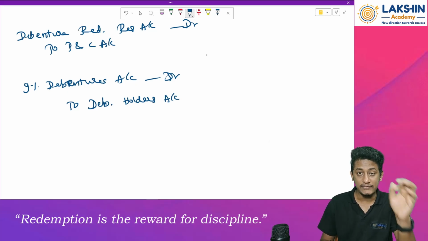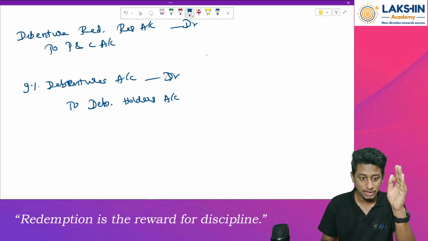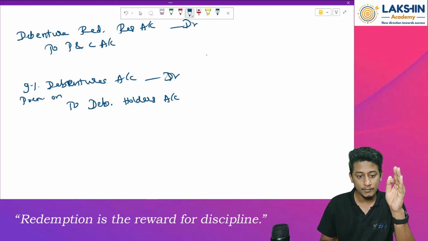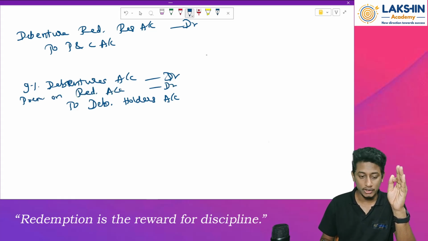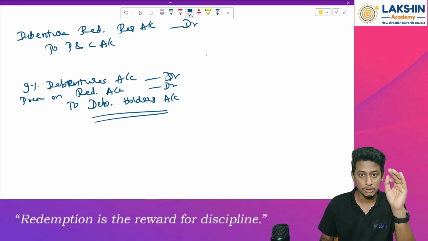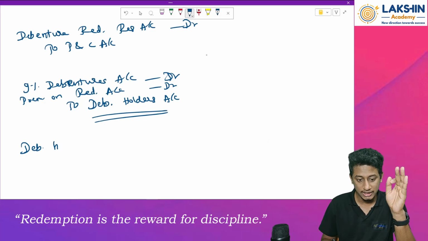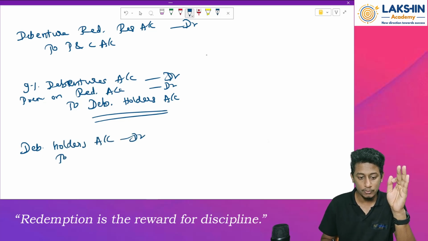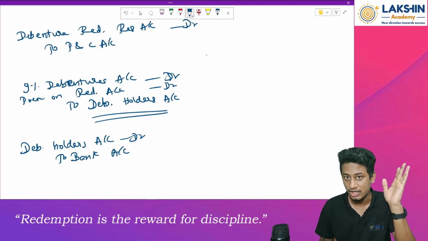Yes. Okay. If it is a premium, it will be a loss. So premium on redemption account debited. Then after this, now these debenture holders are to be paid off, right? So debenture holders account debited to bank account, just like your preference share, how you have passed the entry, the same entry will be passed over here also. Clear? Okay.